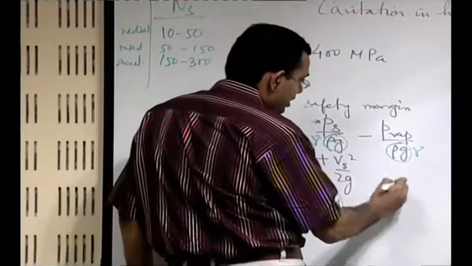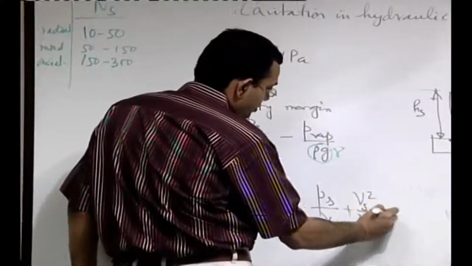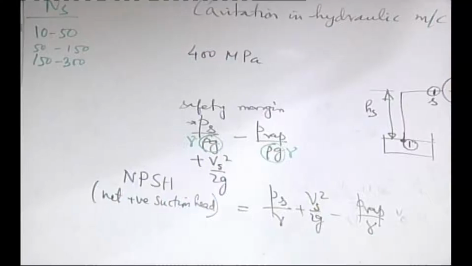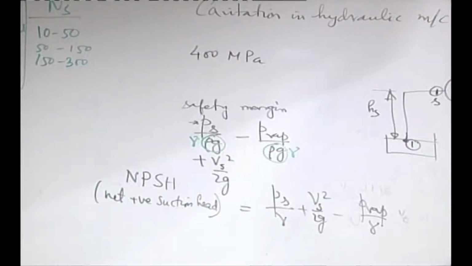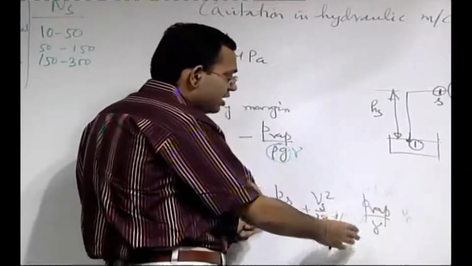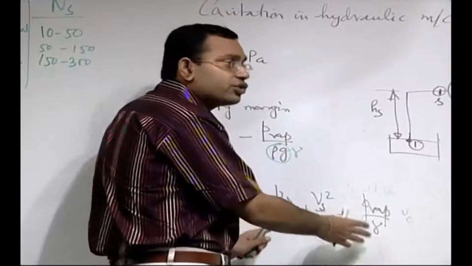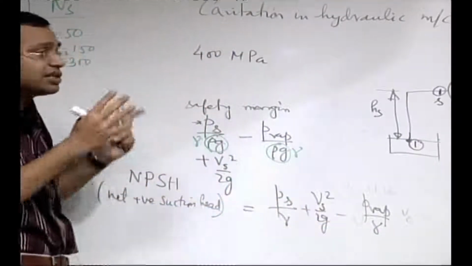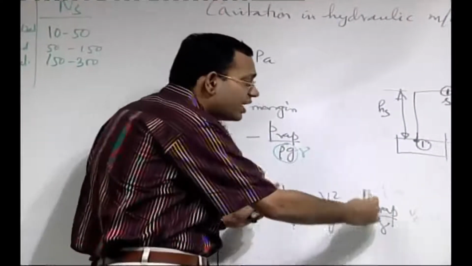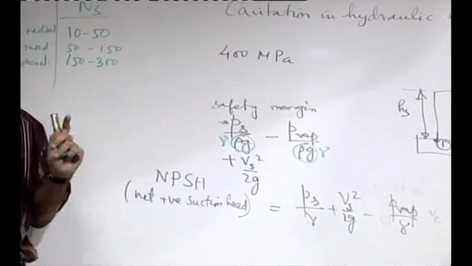Net positive suction head is given by Ps by gamma plus Vs square by 2g minus P vapor by gamma. Now what is this? This is the expectation from the pump side, that is, the pump expects that a net positive head of this amount should be there, this should be first positive. So this is like a net positive head, this is physically an indicator of the net positive head over and above the vapor pressure head that is there at the suction, that is a physical meaning of it.